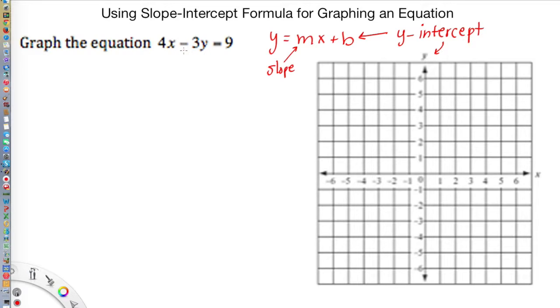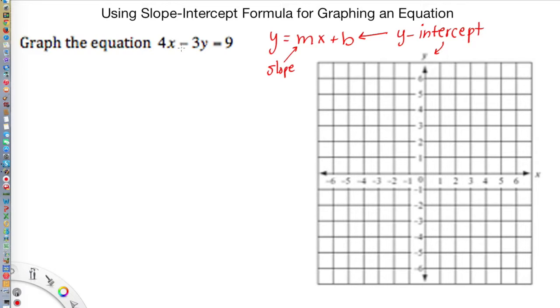Okay, well, here's our equation. The first thing is you want to make sure that your equation is in the slope-intercept form, and that means you need to solve this in terms of y. Right now, we have this in terms of 9. We want to put it in terms of y, so that means we want to have y isolated.